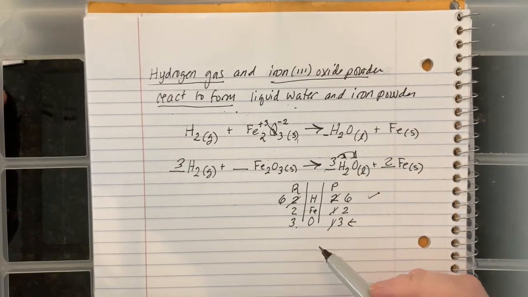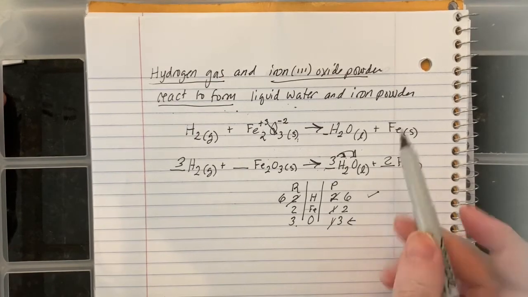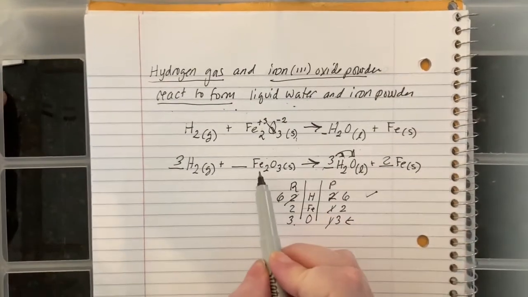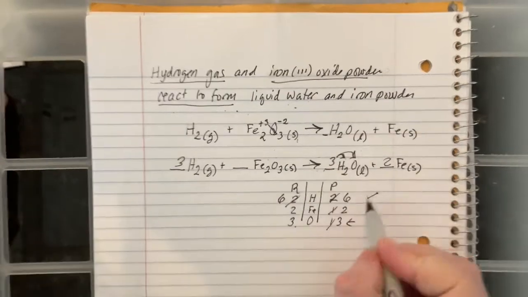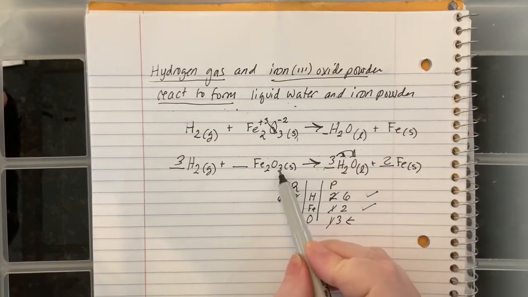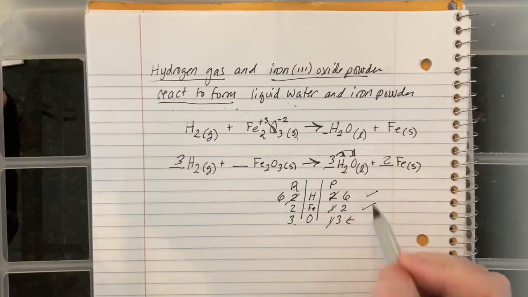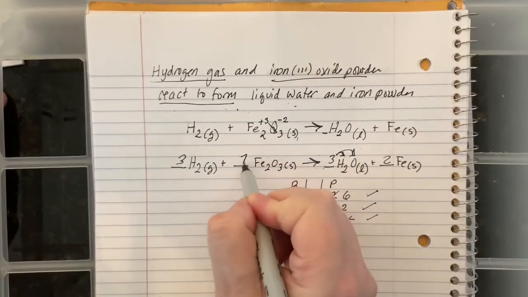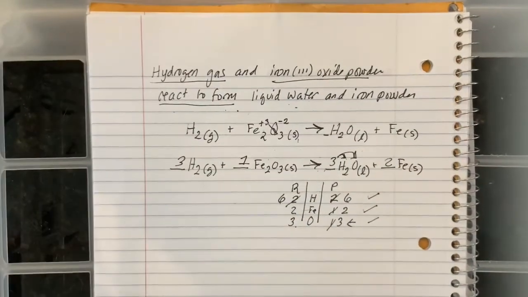Hydrogen meets conservation of mass. We don't have any extra hydrogens floating around like magic. 2 irons on the left, 2 irons on the right. 3 oxygens on the left, 3 oxygens on the right. Make the formula pretty by adding a 1. You are done.